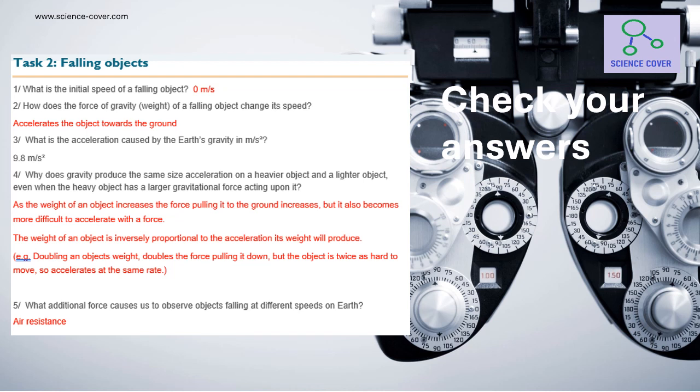Why does gravity produce the same size acceleration on a heavier object and a lighter object, even when the heavier object has a larger gravitational force acting upon it? This is because as the weight of the object increases, the force pulling it towards the ground increases, but it also becomes more difficult to accelerate with a force. The mass of an object is inversely proportional to the acceleration its weight will produce. Doubling an object's weight will double the force pulling it down, but the object is twice as hard to move, so acceleration stays at the same rate.